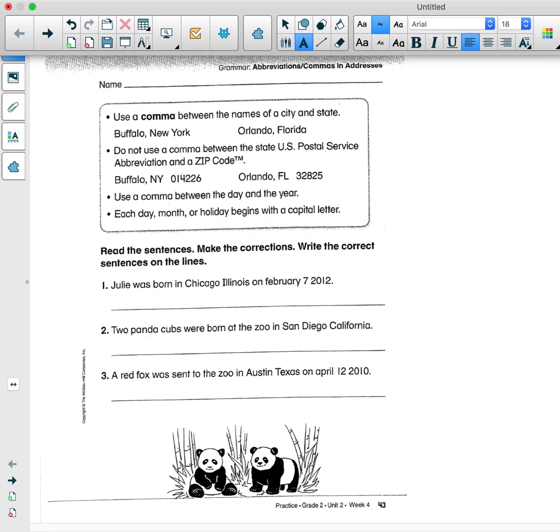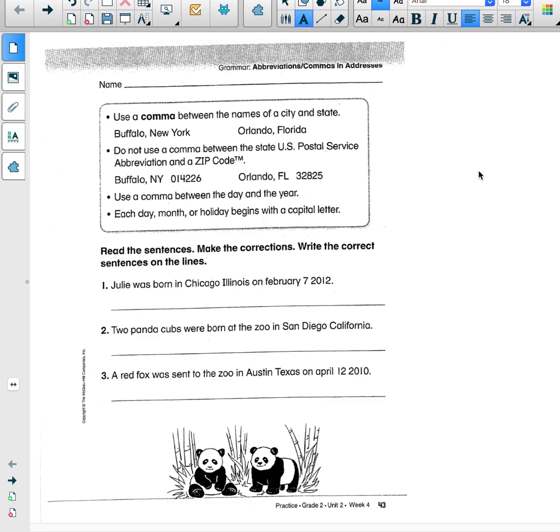Hi, second graders. Today we are looking at page 43, grammar, talking about abbreviations and commas in addresses. Of course, the first thing, please write your name at the top. The first thing I do is always the same. I pick up my pencil and write my name.